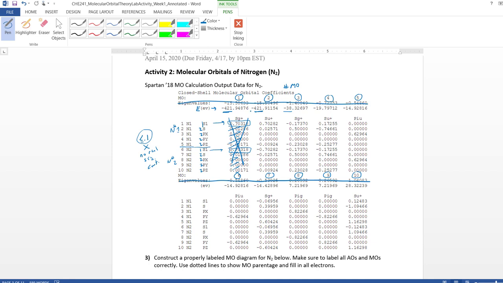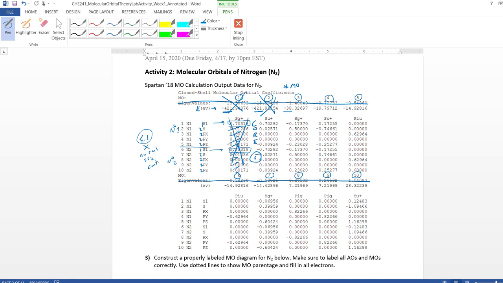They're closer to the nucleus. That means their energies are so much lower. And so these high numbers, whenever you see something in the hundreds, just get rid of it. It is a core electron, right? So this would be core electrons. We do not care about them.